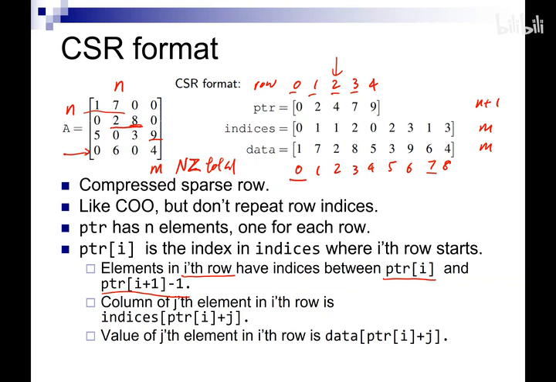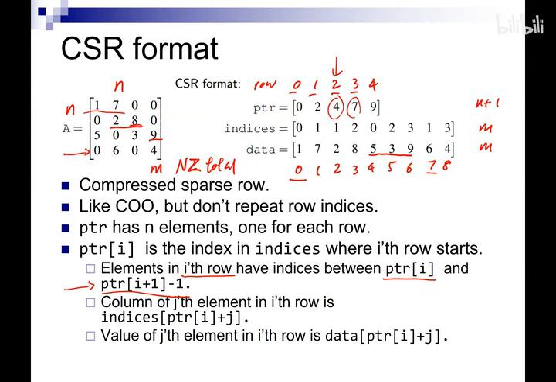which is being stored, where is this? 539, okay? So this is occurring between indices 4 and 6. And the way you know that is you go to pointer of 2, and then you also go to pointer of 3, and then you subtract 1. And so that tells you that the data is being stored between indices 4 and then 6. So this is how you get this data.